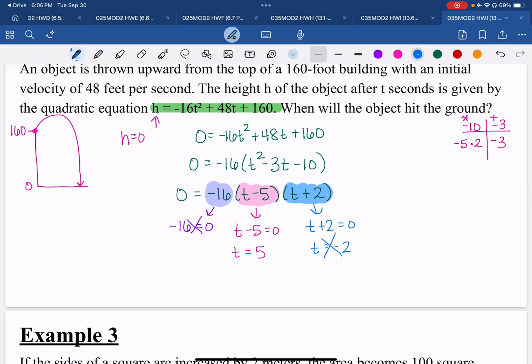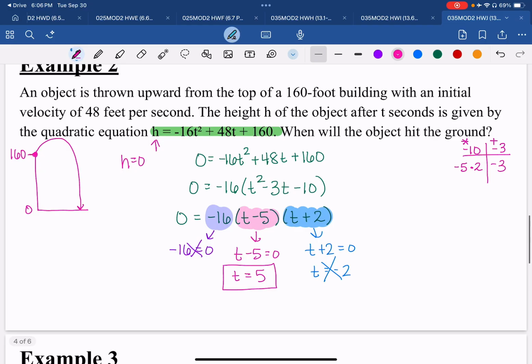Well, time can't be negative. So that means that t equals 5 has to be the one I want. Again, we need some units here. Everything up here is seconds, t seconds. So that means that it's going to be 5 seconds.